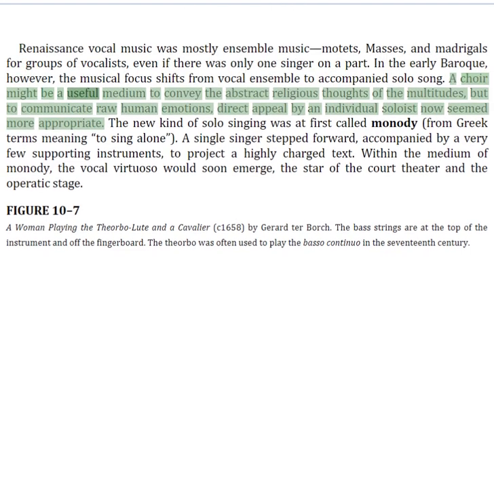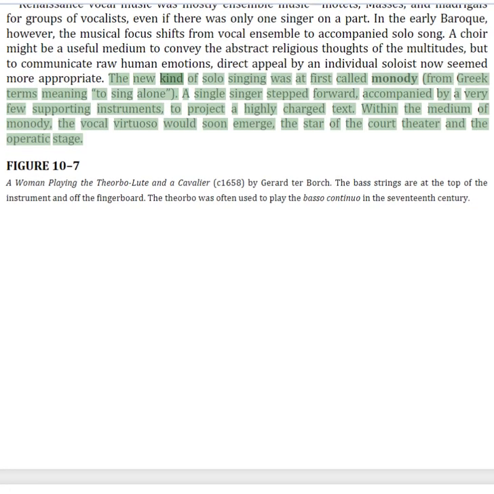A choir might be a useful medium to convey the abstract religious thoughts of the multitudes, but to communicate raw human emotions, direct appeal by an individual soloist now seemed more appropriate. The new kind of solo singing was at first called monody. A single singer stepped forward, accompanied by a very few supporting instruments, to project a highly charged text. Within the medium of monody, the vocal virtuoso would soon emerge, the star of the court theater and the operatic stage.